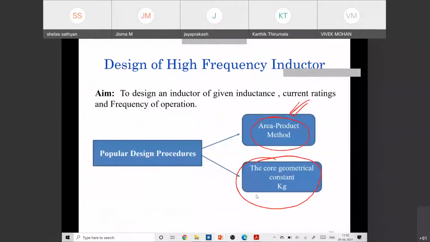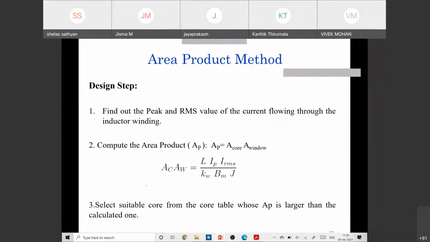So the first step is, as I told, to find out the area product. So let us say we have found the area product, then look at the core table and find a core which has a larger area product than we calculated. This one is the calculated one. And now we have to look into the magnetic table and find a suitable core which has an area product larger than the calculated one.